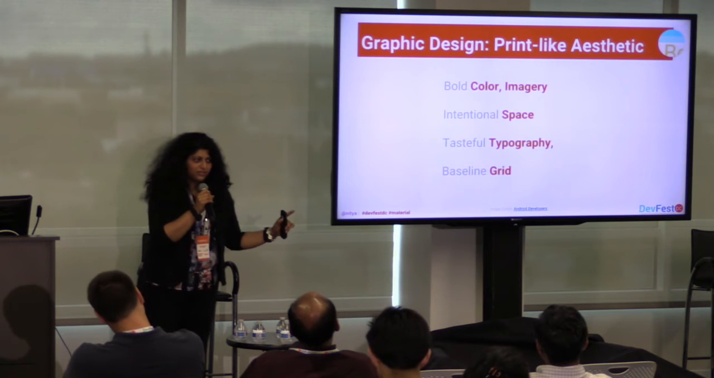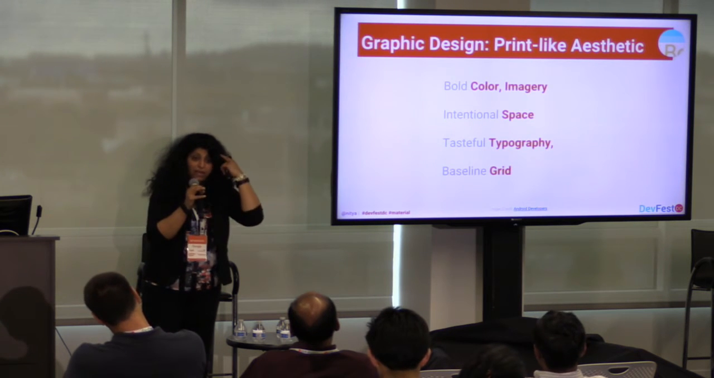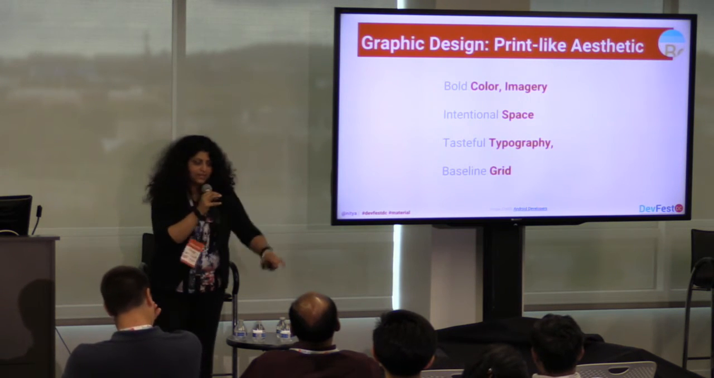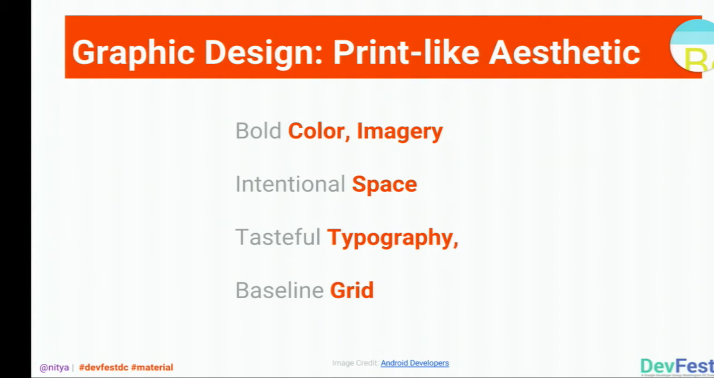So when you think about surfaces, you want to think about that's how, like the paper and ink paradigm, that's how I lay out my design. The second part of material design is the graphic part. And they talk about it in terms of these things, right? The first is you want bold colors and imagery. The one thing when you see material designed apps is they grab you, like they're really colorful. We'll look at that in a second. The second is this notion of intentional space. Third is typography. And the fourth is baseline grids. And really, this was inspired a lot by print.